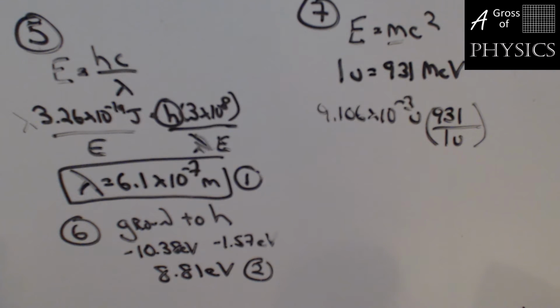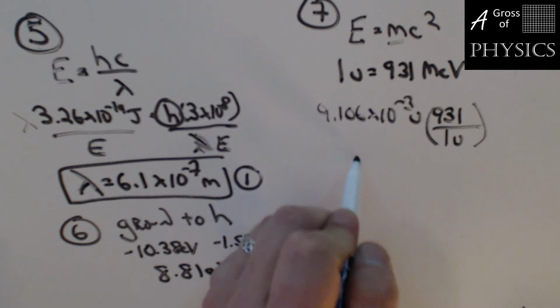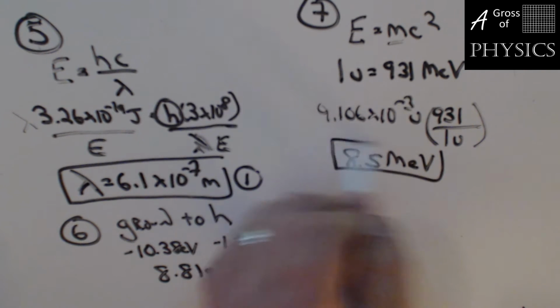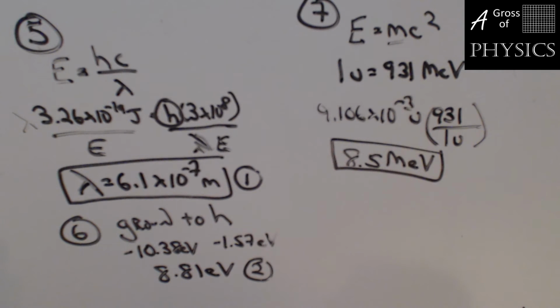So 9.106 E negative 3 times 931, we have 8.5 mega electron volts. And if we look, that is choice 3.